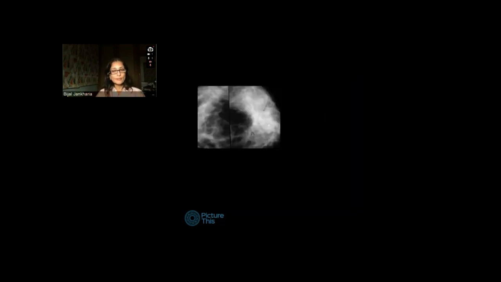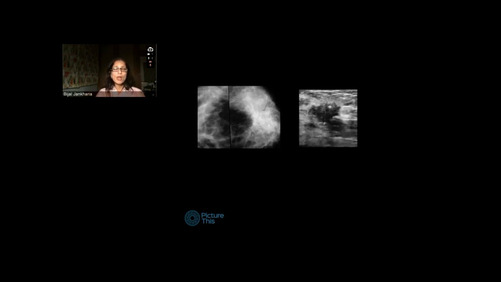This lady had a palpable mass, but she's very dense. We could make out a little bit of architectural distortion on mammo, but in dense breasts, ultrasound is just fabulous, and we can clearly see this heterogeneous irregular lesion in the breast.